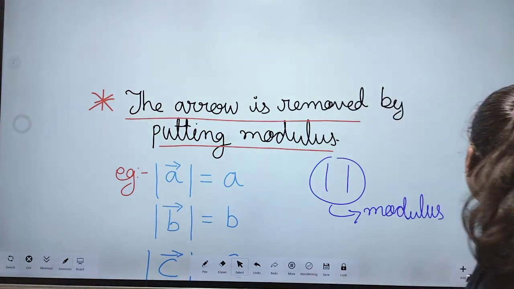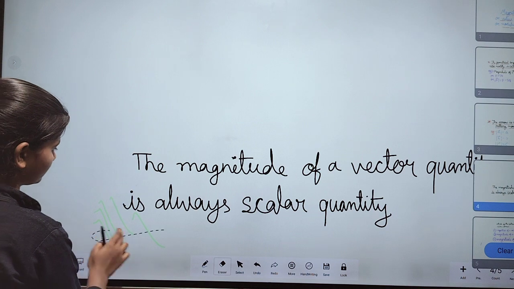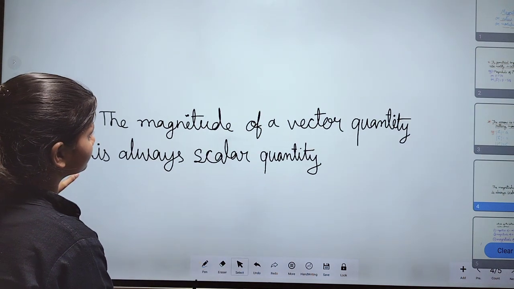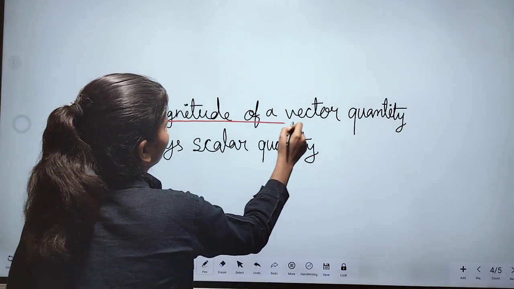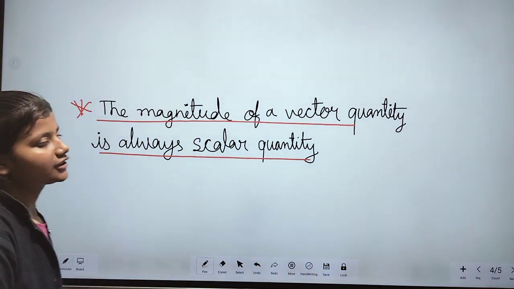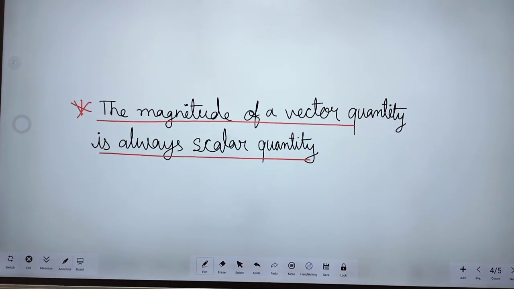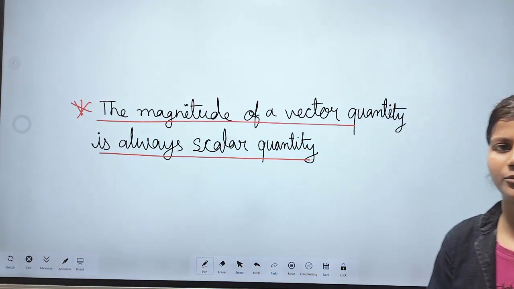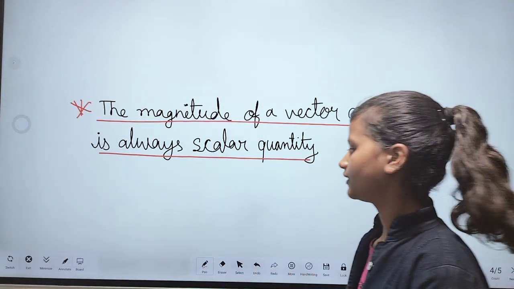And now move to our next point. The magnitude of a vector quantity is always a scalar quantity. Why? Why is the magnitude of a vector quantity always a scalar quantity? Let's see here.